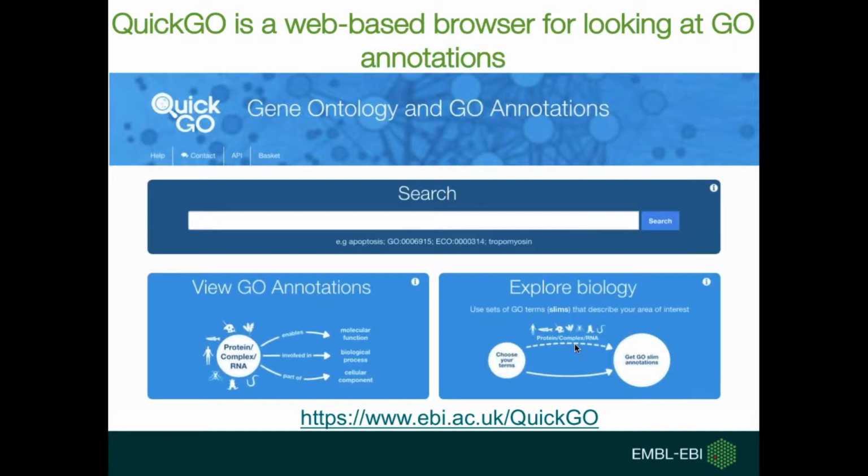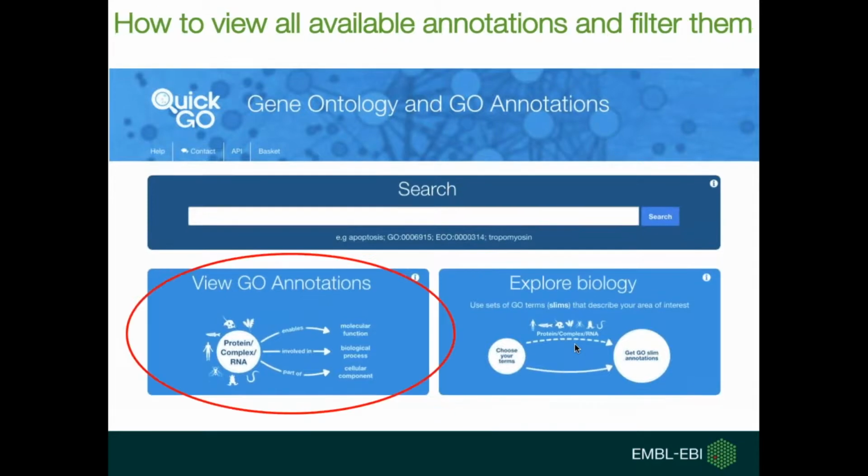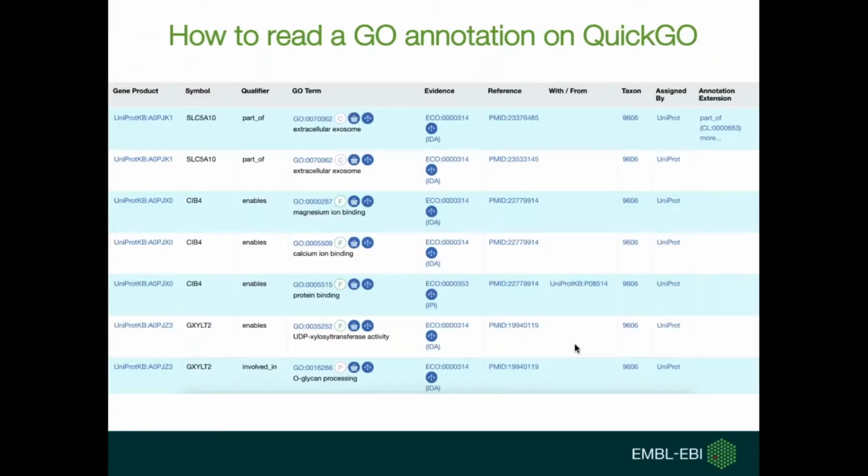Now, at the home page, you're probably wondering where can I actually see the GO annotations? What I'd like you to do is go ahead and click on View GO Annotations. And this is where we're going to be able to view all our GO annotations and filter them. So you'll probably see a table like this in front of you. And most importantly, as you're looking at it, it probably doesn't make much sense. So one thing we're going to go over right now to make this more practical for you is how to read a GO annotation on QuickGO.